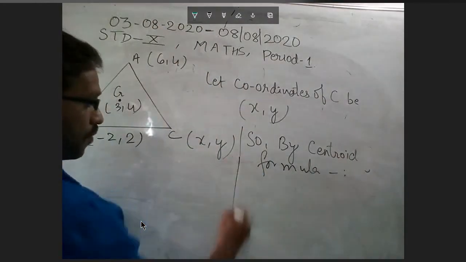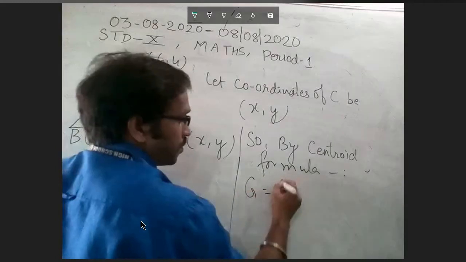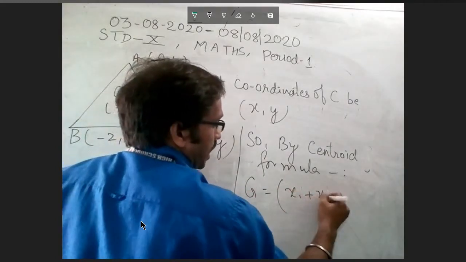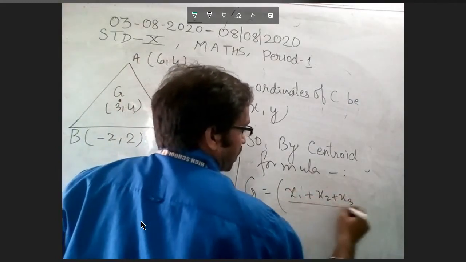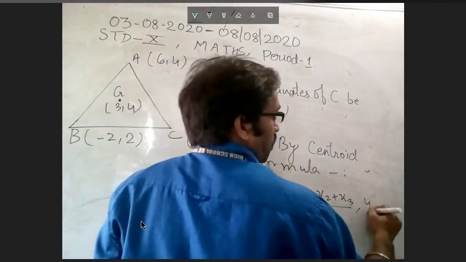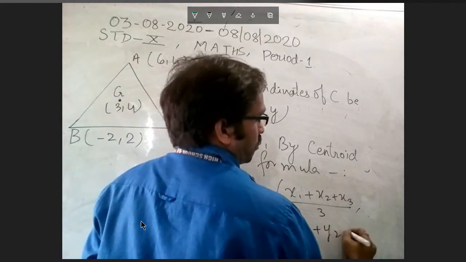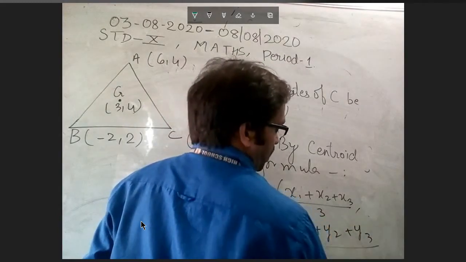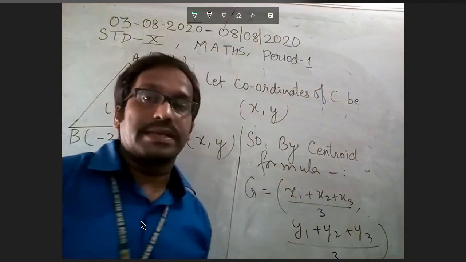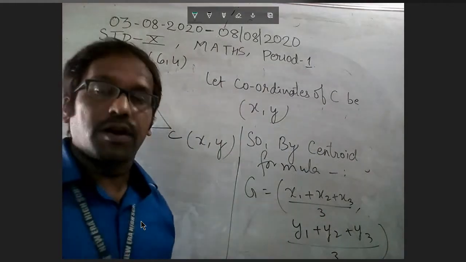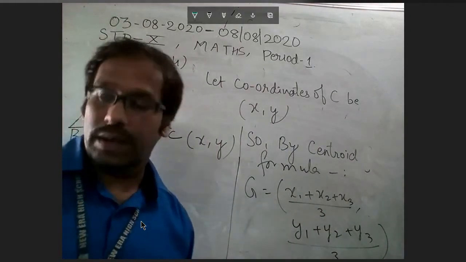What would that be from the centroid formula? It will be (x1 plus x2 plus x3) by 3 and (y1 plus y2 plus y3) by 3. This is for the y coordinates. This is what I am writing right now, that is (y1 plus y2 plus y3) by 3. That is the y coordinate of point G here.